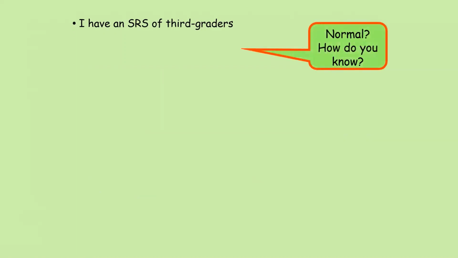So to start, we need to state our assumptions. Do I have a SRS? It says random, so yes, check. Do we have normal?